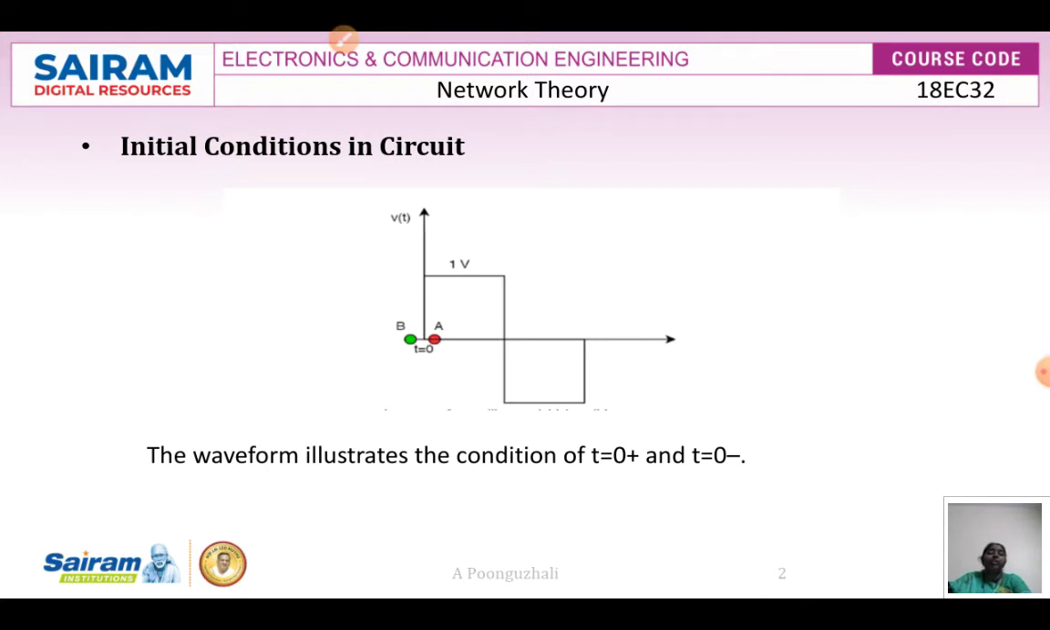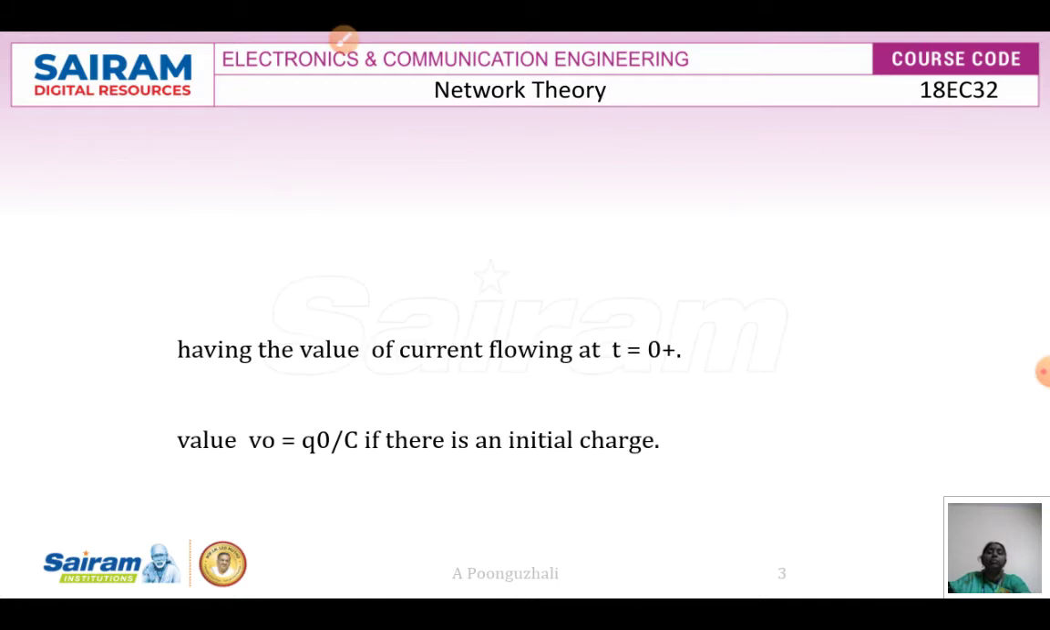After some duration we want to see the value of the current or voltage across a particular element because of the signal given to the circuit. So at point A it is t = 0 plus, and at point B it is t = 0 minus. That is, before closing the switch it is t = 0 minus, and after closing the switch it is t = 0 plus. Now we are going to see the procedures for evaluating the initial conditions.